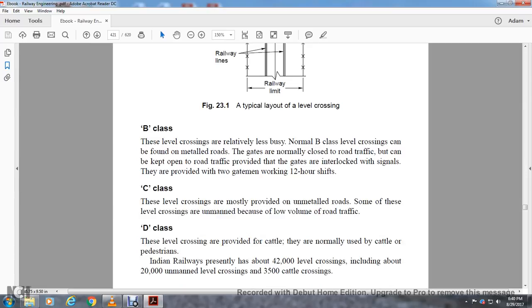Alright, B class. These level crossings are relatively busy. The normal B class level crossings can be found on metalled roads, and the gates are normally closed to the road traffic and opened for road traffic. They are provided with gates interlocked with the signal, and two gatemen working 12-hour shifts.